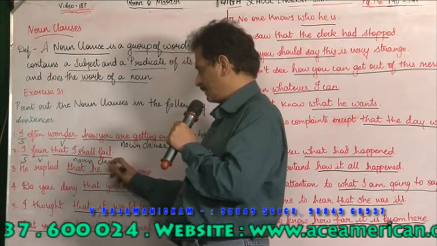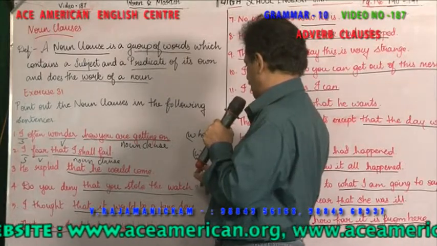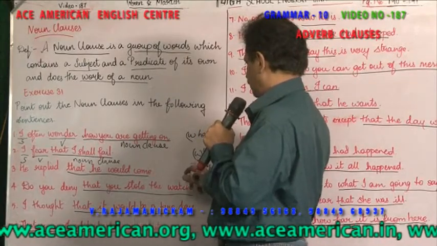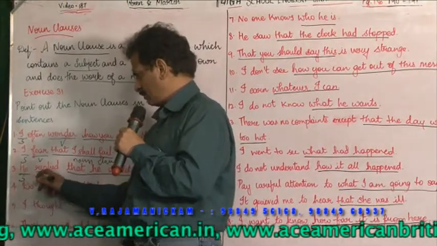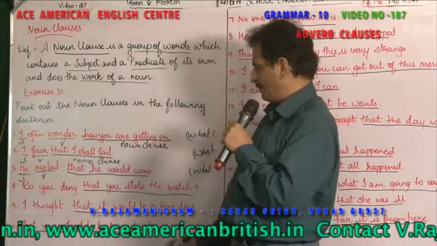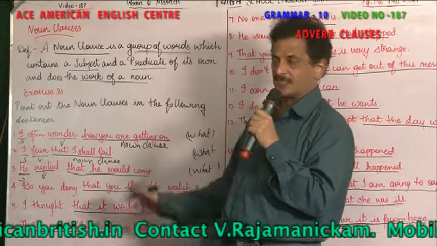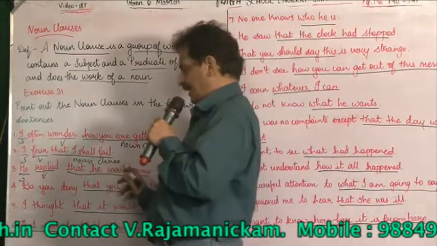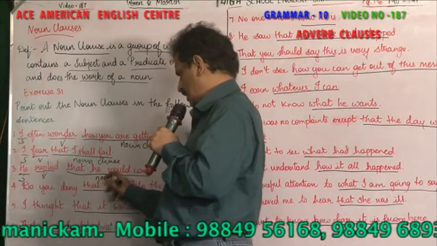He replied. What did he reply? You ask a question to the verb, what? Subject is he, verb is replied. What did he reply? That he would come. So that he would come comes as an object. It does the function of a noun. He is there, would come is there. Subject and predicate are there. So it is called a noun clause.